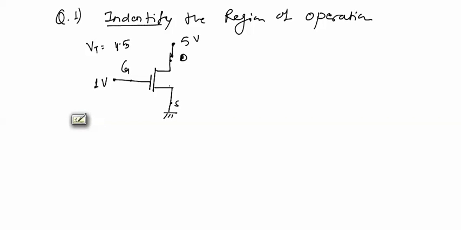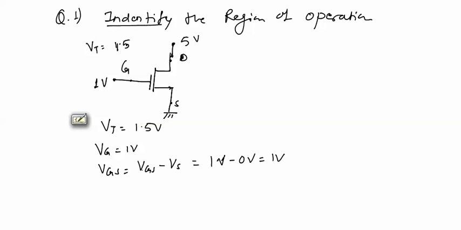So we have to identify the region of operation for this MOSFET. This is the symbol for n channel MOSFET, and in this n channel MOSFET VT is given as 1.5 volt. VG is equal to 1 volt, VGS will be equal to VG minus VS, equal to 1 volt minus 0 volt, equal to 1 volt. As we can see, VGS is less than VT, which is equal to 1.5 volt. As VGS is less than VT, we will say that this MOSFET is operating in cutoff region.